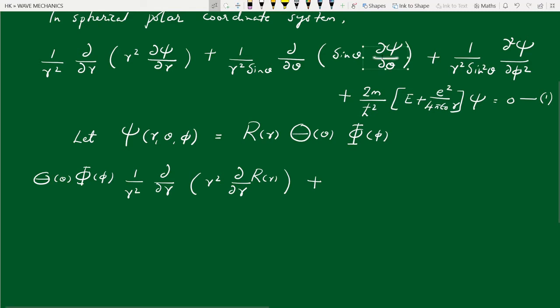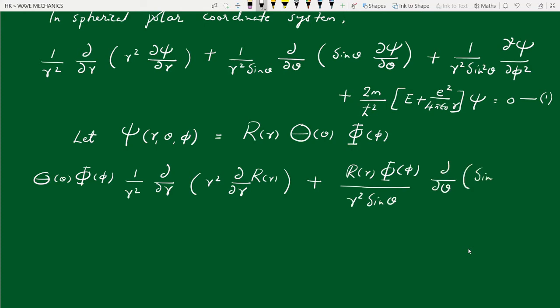In the second term the differentiation is only with respect to theta. So when we substitute for psi in terms of these three wave functions, capital R can be treated as a constant there because it's independent of theta, and capital phi can be treated as a constant because it is independent of theta. So we can take out capital R and capital phi outside this derivative. The second term will be like this: capital R wave function and phi wave function divided by r square sine theta, then dou by dou theta of sine theta dou by dou theta of, instead of psi we have substituted, and only the theta term will be inside the derivative.